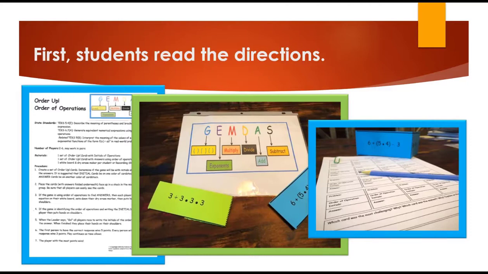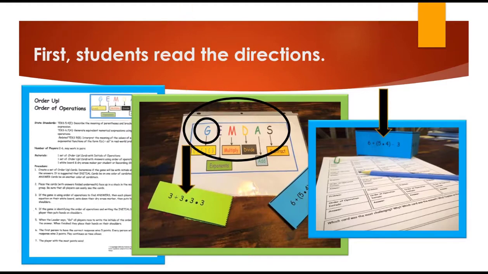You might wonder, why the acronym GEMDAS instead of PEMDAS? State tests are now using brackets, lines, and parentheses, so the G stands for grouping. You may also notice the use of a dot, meaning multiply, instead of the multiplication X. This change was strongly suggested by an Algebra 1 team, so students aren't confused when they use the X symbol in algebra.